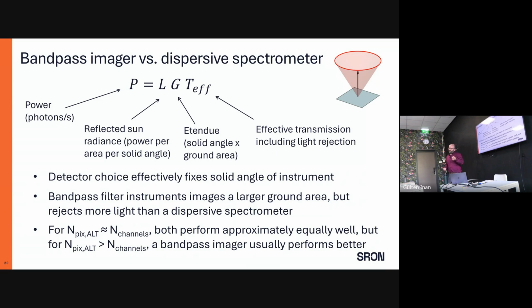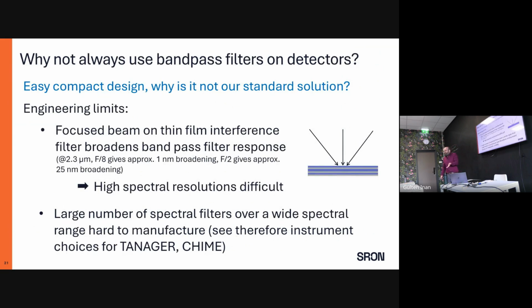And if you have much more pixels than channels, then the bandpass imager is almost always better. And that's what you also see back. So for low spectral resolutions, with quite some pixels, you choose the bandpass imager. But I'm saying here as well that in most cases, the bandpass imager would be good as well. So why do we ever build a dispersive spectrometer? It doesn't even seem like a good idea because the bandpass imager is very easy. I just put some filters on the detector, I have some mirrors, done, right? And we build all our instruments like this.